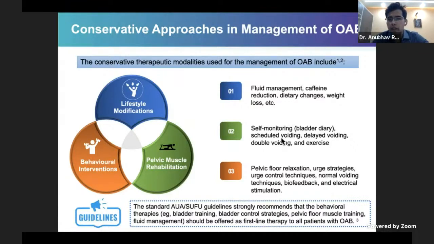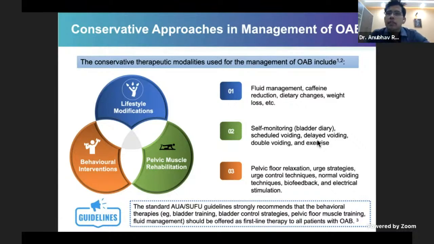So we can schedule voiding, like ask the patient to go 2 hourly or 3 hourly, so that the bladder is empty most of the time, and he is not getting that urge to void in a place where he will become uncomfortable. We teach the patient to delay voiding. A simple counting method can be used, where the patient counts 1 2 3 and tries to delay going to the restroom.